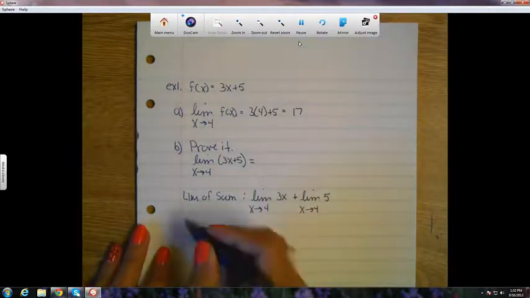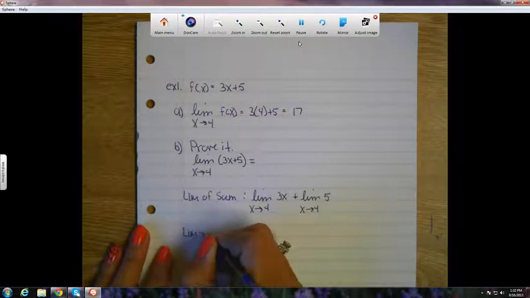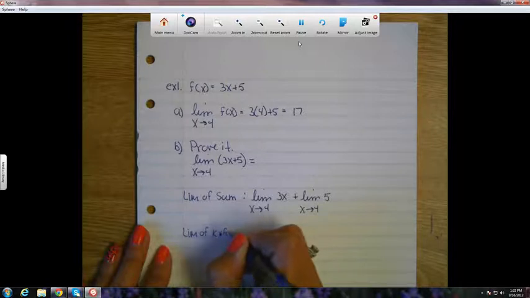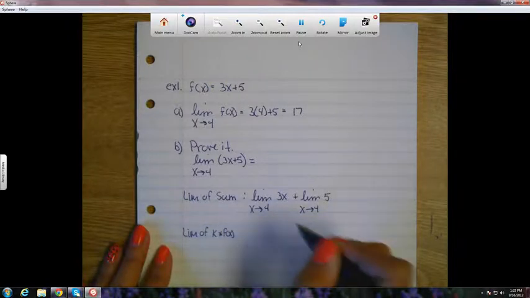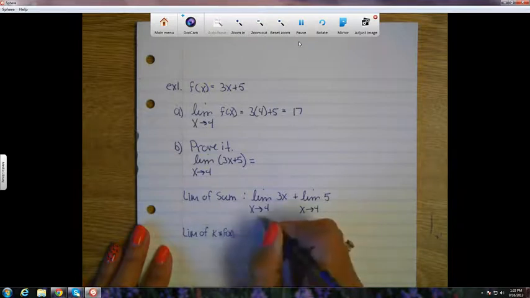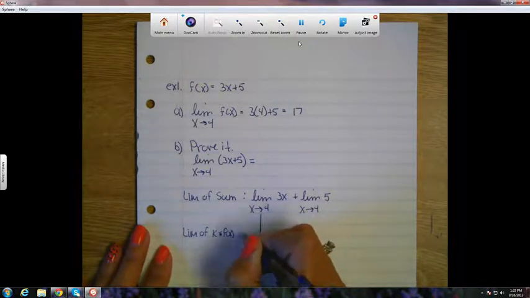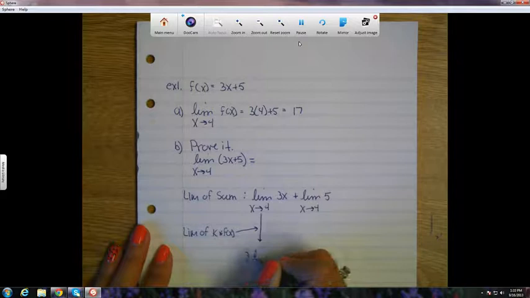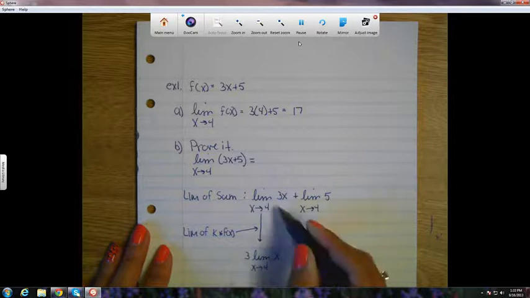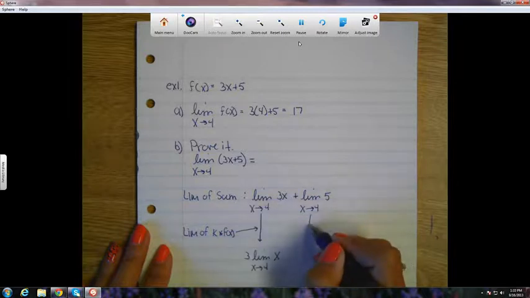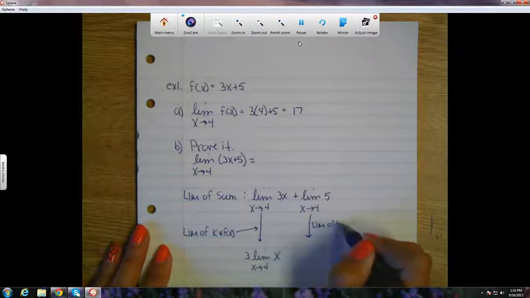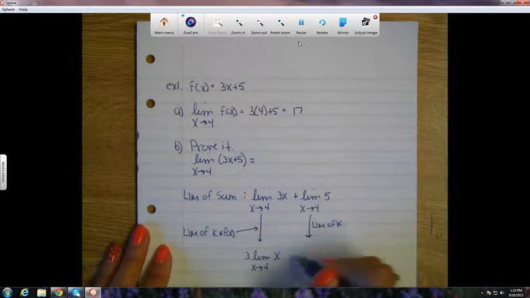So, using limit of k times f of x, on this one, I'm going to go like this. That's that one. I can break that up into 3 times the limit as x approaches 4 of just x. All I do is pull the 3 out in front. This one, I'm going to use limit of the constant function, which is just whatever the constant is, 5.